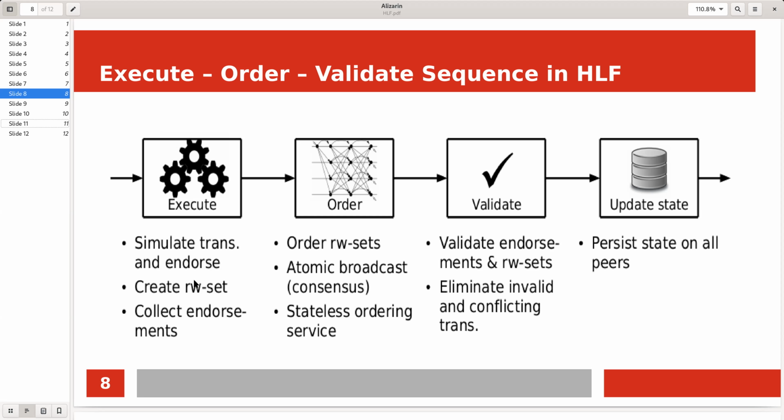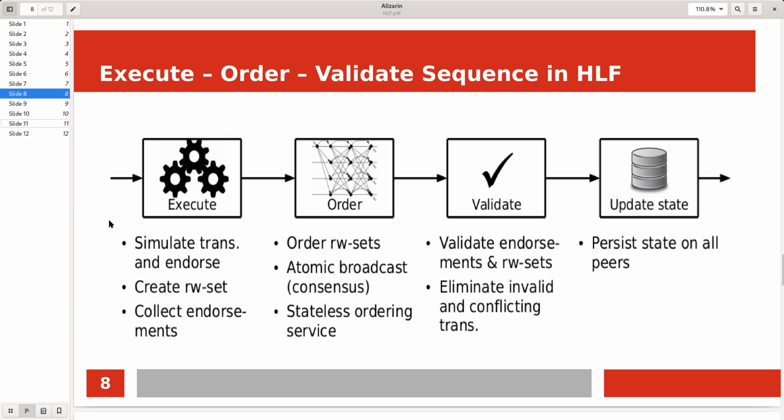This is perfectly okay because execution of smart contracts and endorsement occurs first, at the very first stage, prior to attempting to modify the state of the whole system. Then there is an ordering stage. Ordering stage is really concerned with the system-wide consensus.